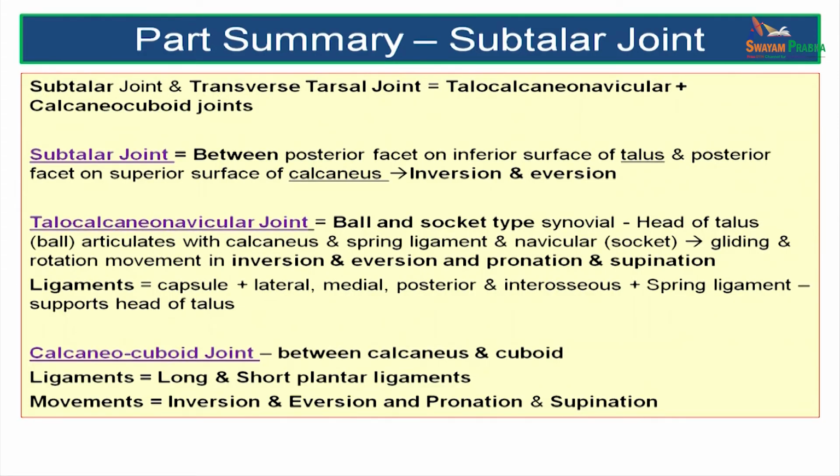The calcaneocuboid is a plain synovial joint between the calcaneus and the cuboid, allowing a sliding movement to take place. The ligaments of the calcaneocuboid are the long and short plantar ligaments.